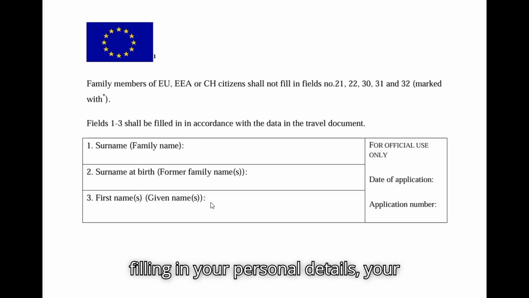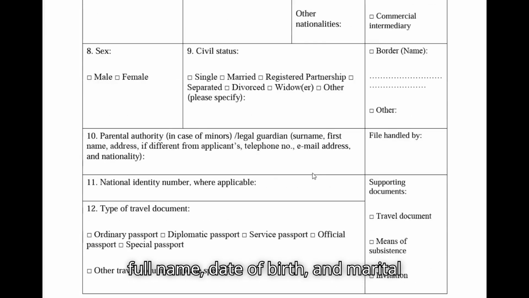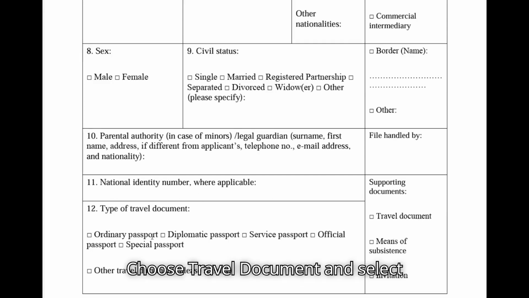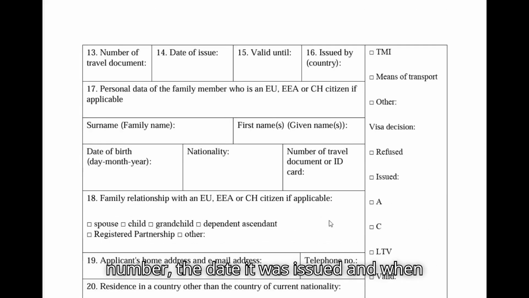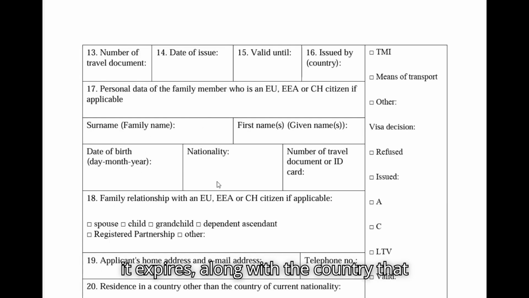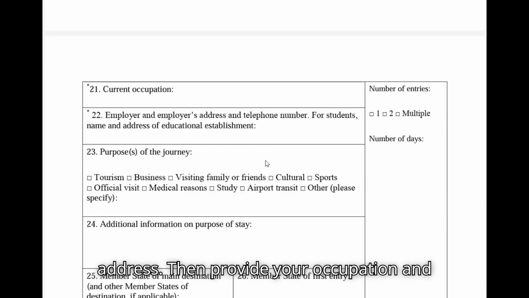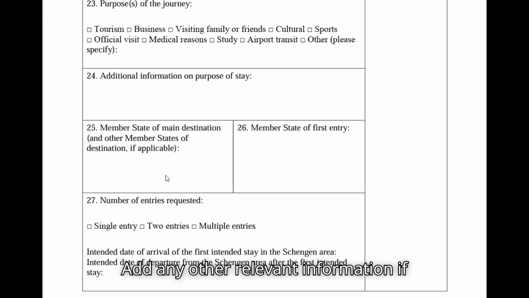Start by filling in your personal details, your full name, date of birth, and marital status. National identity number. Choose travel document and select ordinary passport. Enter your passport number, the date it was issued and when it expires, along with the country that issued it. Next, if you're visiting any EU citizen, include their name, your relationship with them, and their address. Then provide your occupation and clearly state the purpose of your visit. Add any other relevant information if needed.